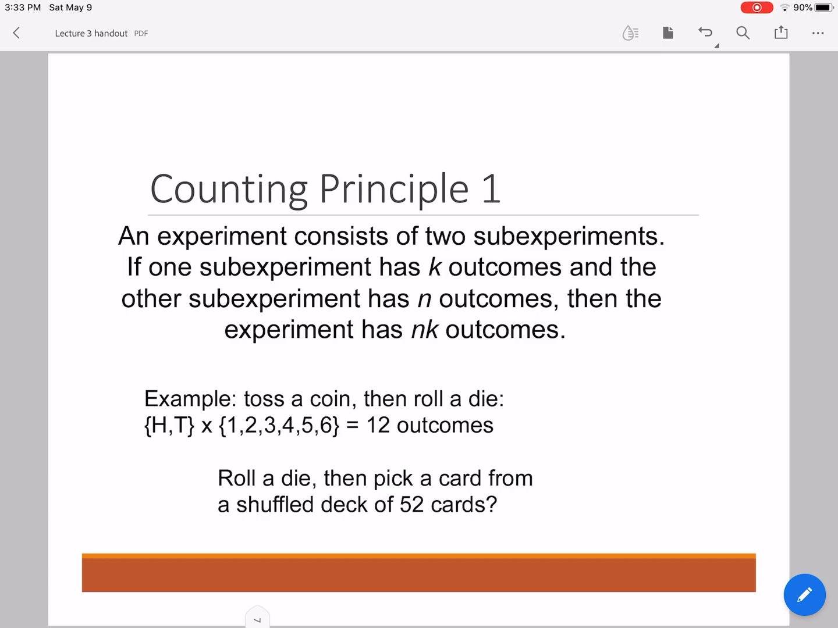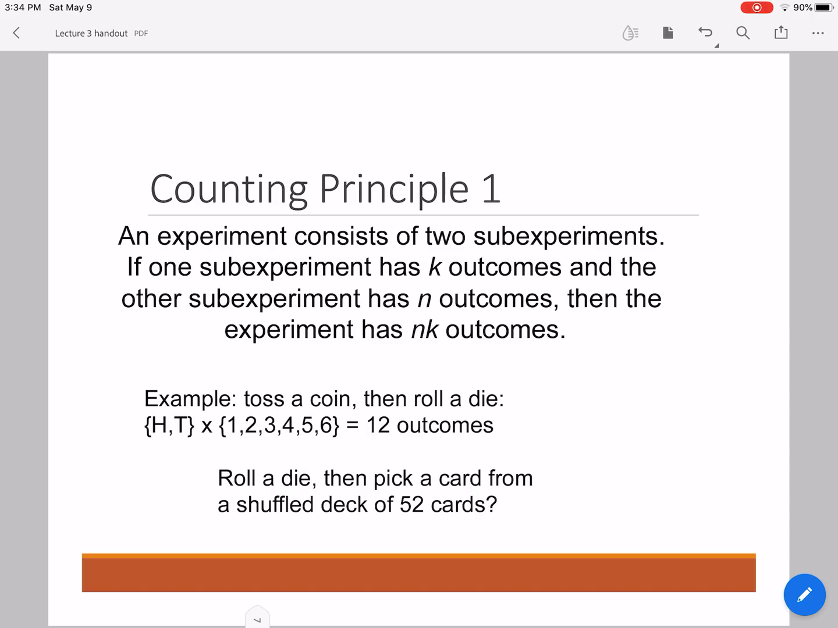Let's look into one basic counting principle, which is what I call counting principle number 1. Let's say that an experiment is composed of 2 sub-experiments performed one after the other. If the first experiment has k outcomes and the next experiment has n outcomes, then this overall experiment is going to have n times k outcomes. So you just multiply the sizes of the sample spaces of these individual sub-experiments to find the number of outcomes in the entire experiment.